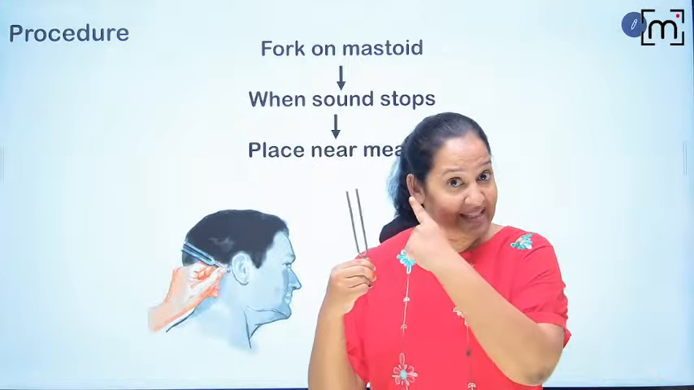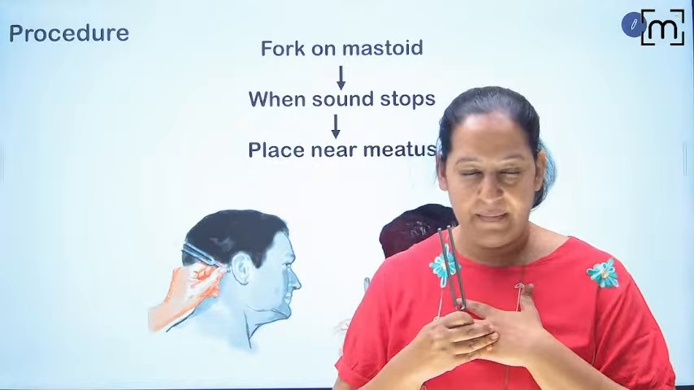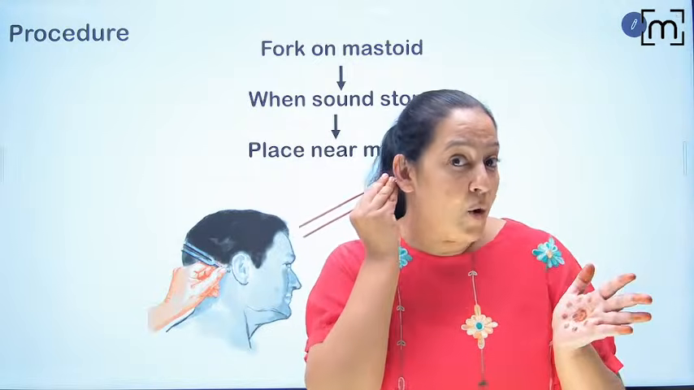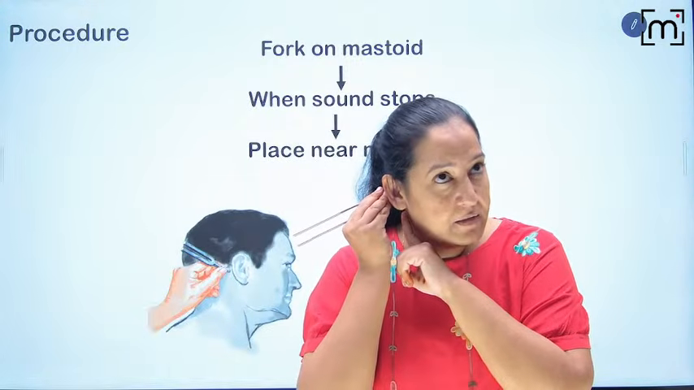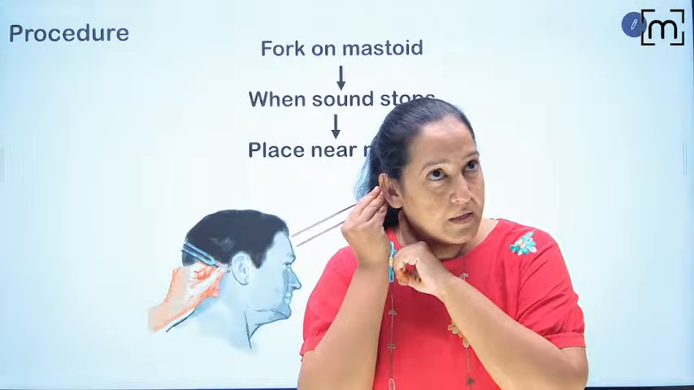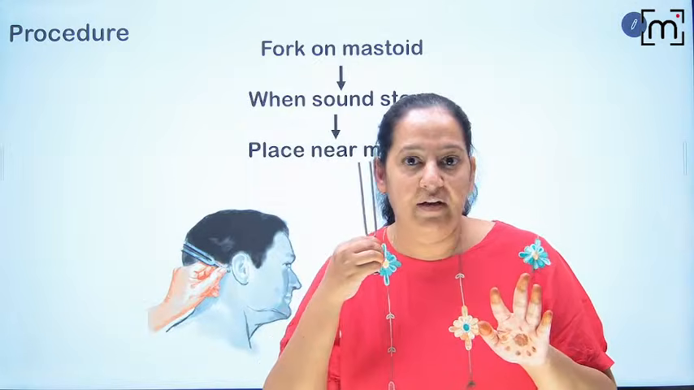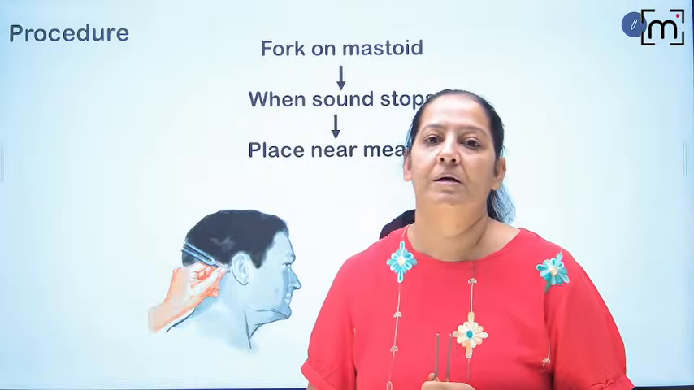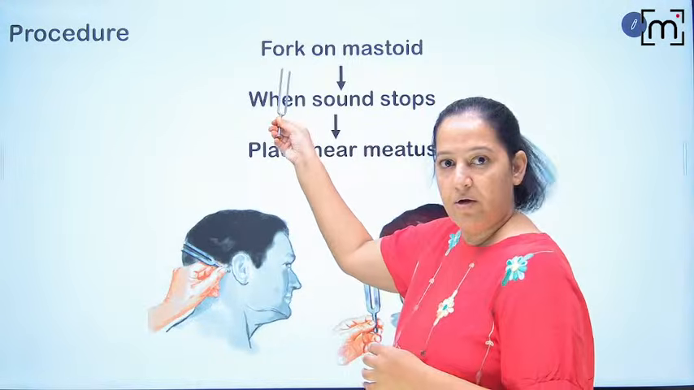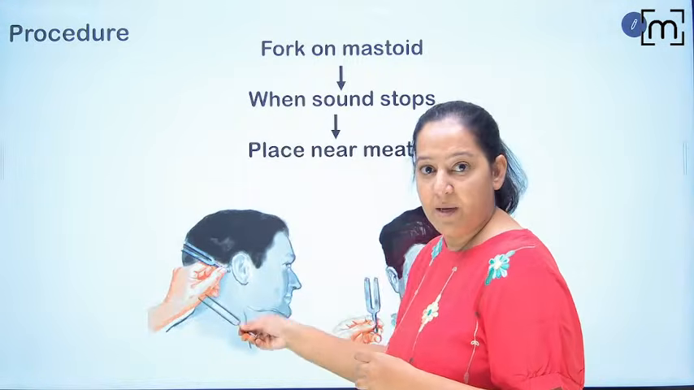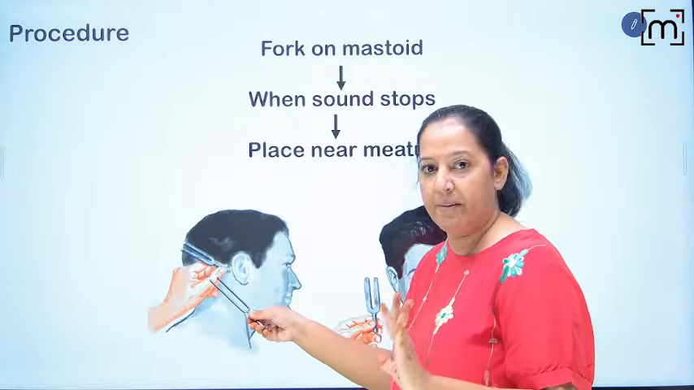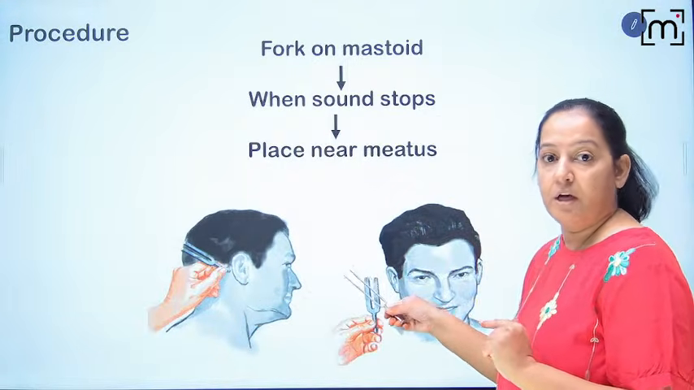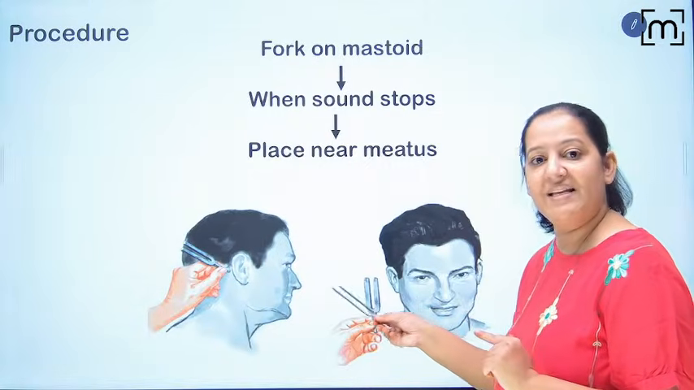So if AC is greater than BC and I'm healthy, I don't have any deafness, suppose, after stopping vibrations over here, let's wait, it stopped. Now I should hear it, and it should continue because AC is longer than BC. This is normal. So first you take the tuning fork, activate it, keep it on the mastoid. Wait for the vibration to end. Once the vibration ends here, immediately put it in front of the ear. This should continue. So it indicates AC is longer than BC.